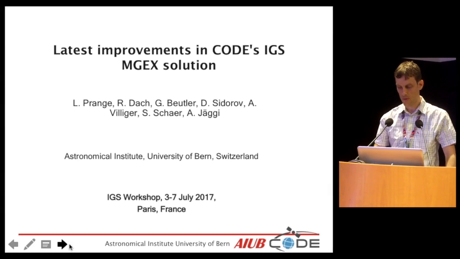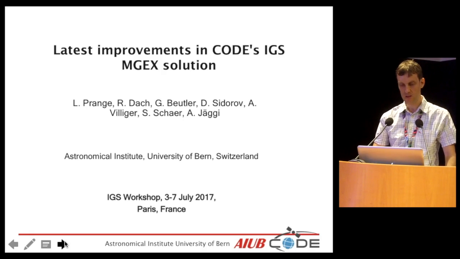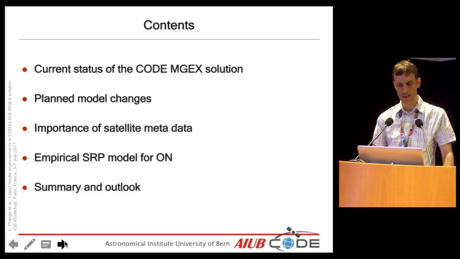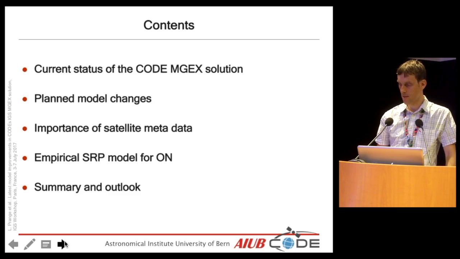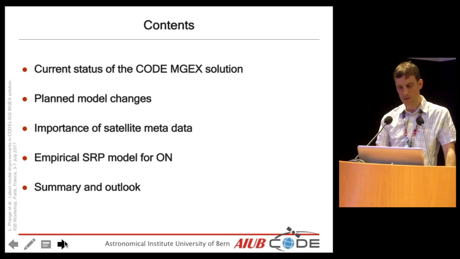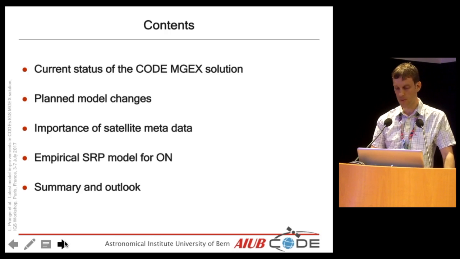I'm speaking on behalf of my colleagues from the Code ADC team about the latest developments of our MJAX solution. I will start with a short status update. Then I would like to talk about planned model changes and the importance of satellite metadata availability for these changes, and I would also say some words about empirical solar radiation pressure modeling for the orbit normal mode, and conclude my talk with a summary and outlook.